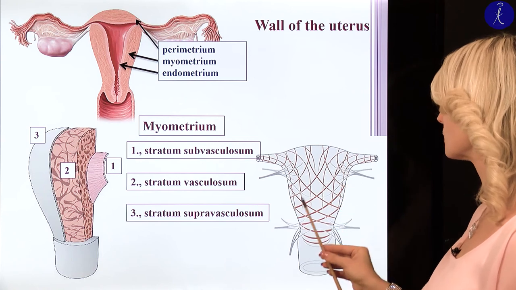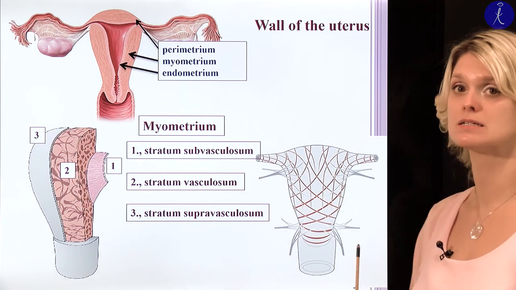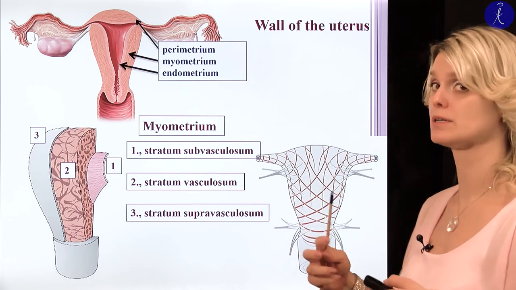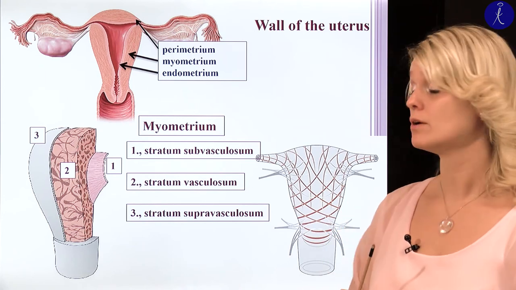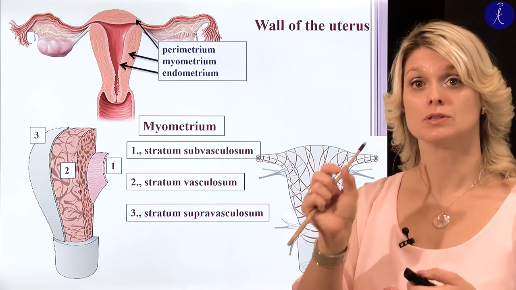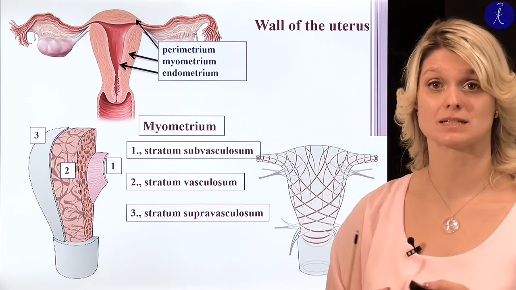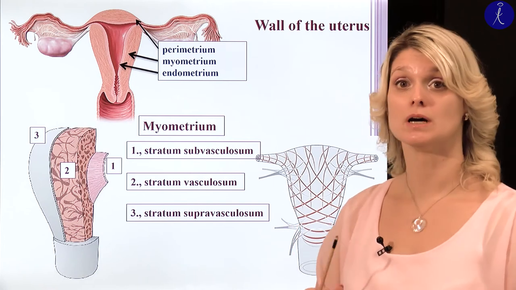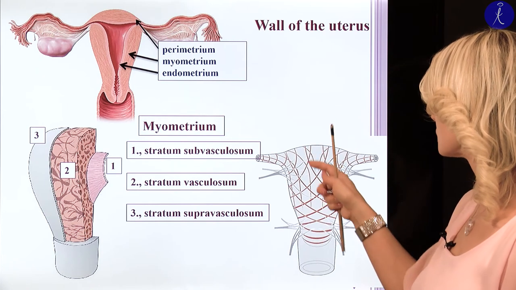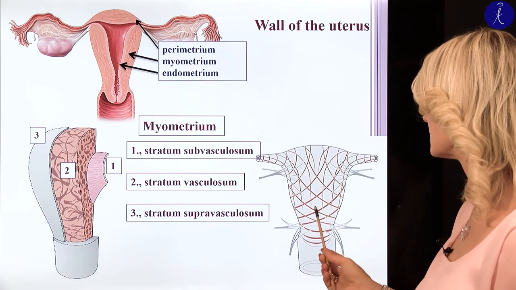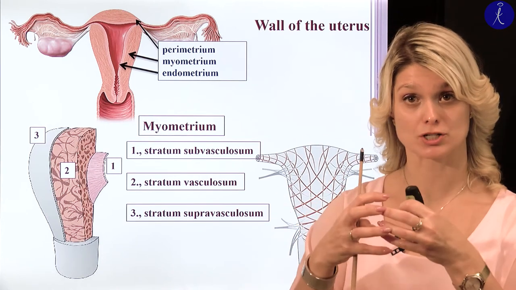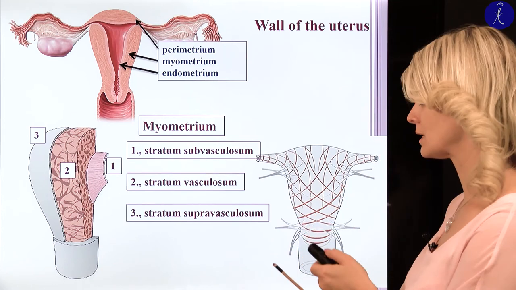And here you can see the position of the smooth muscle cells. The position of the smooth muscle cells is really important during the birth, during the delivery. We know very well that in the case of the pregnant uterus, the length of the smooth muscle cells will change. Maybe it could be 500 micrometers, one smooth muscle cell. And the position of the cells is really important for the really effective contraction of the uterus during the delivery.